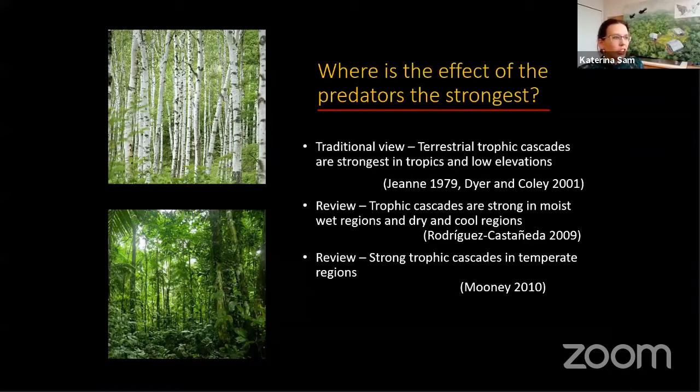So the traditional view says that terrestrial trophic cascades are strongest in the tropics and at low elevation, generally at the places where the productivity is the highest. But there have been several reviews which show that the cascades might be strong in moist, wet regions, in the cool regions, generally making a kind of U shape along the latitude, or in the temperate regions only.